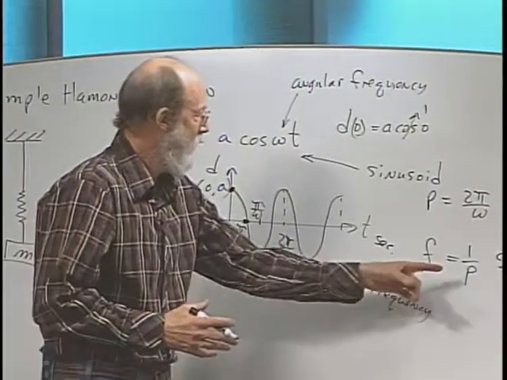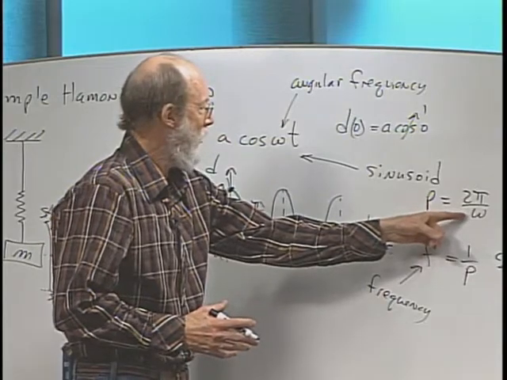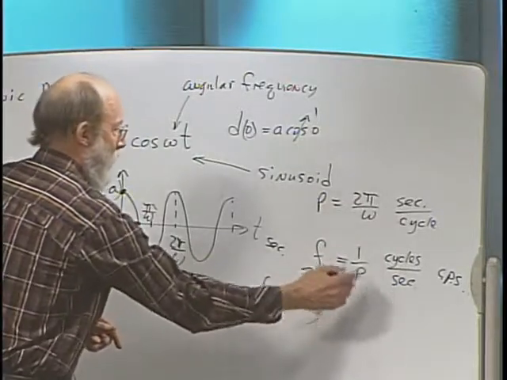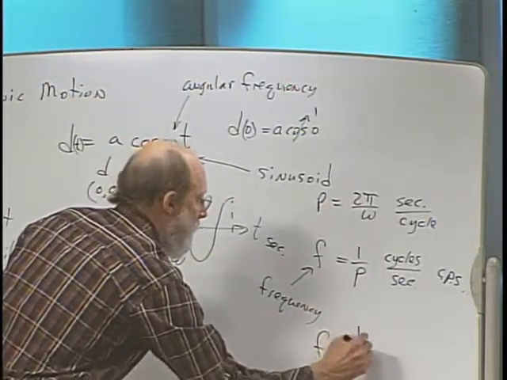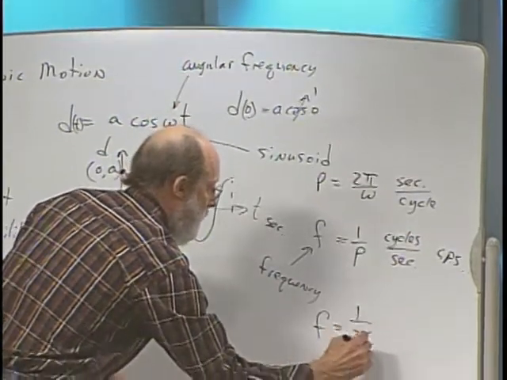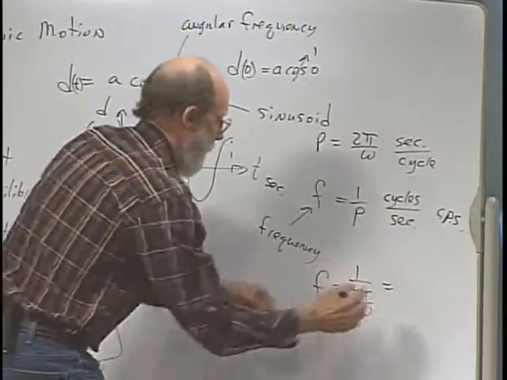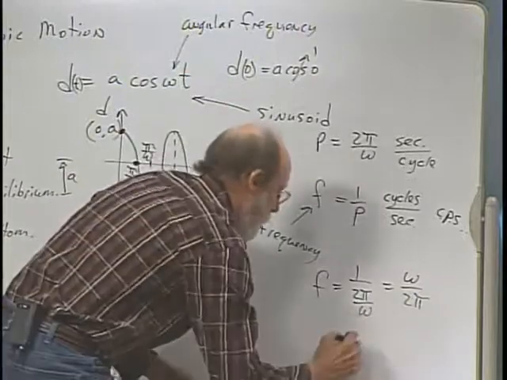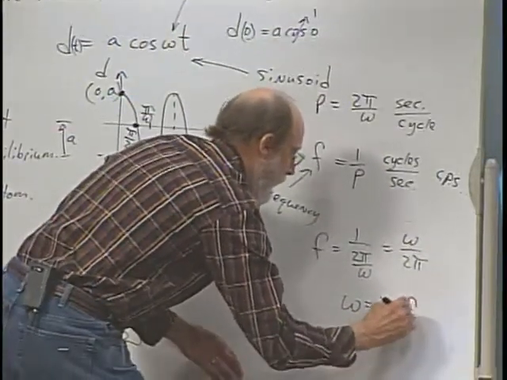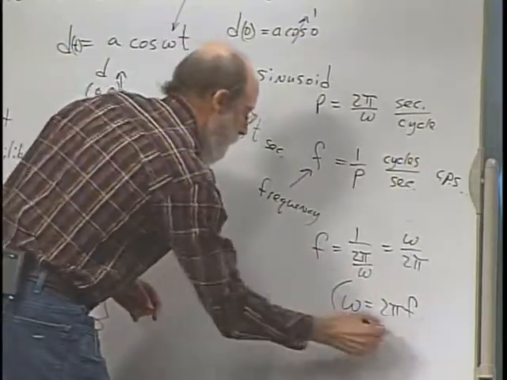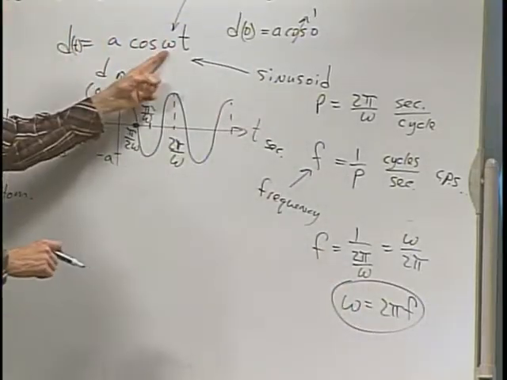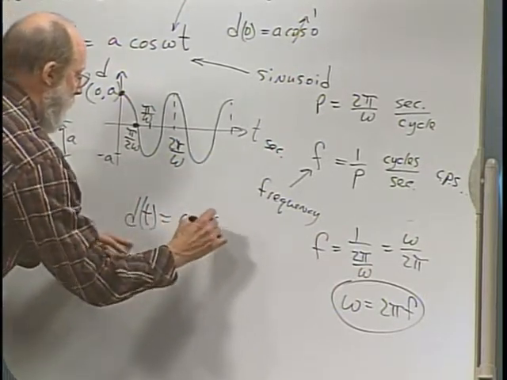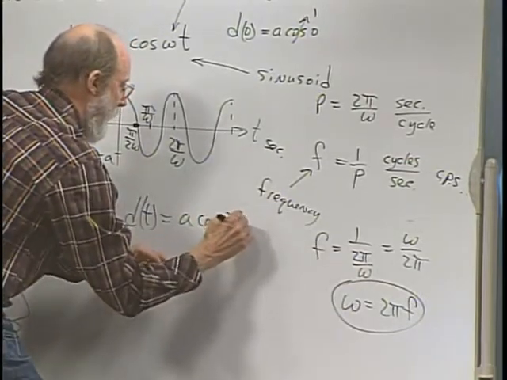Notice that if we come back up here and take this equation and insert the period right here, look at what we have. If we take the reciprocal of the period, so we put in 2 pi over omega right here, then that's equal to omega over 2 pi. And if you multiply both sides by 2 pi, we see that omega is equal to 2 pi f. So we could take that omega and replace the omega in the original model with 2 pi f times t.